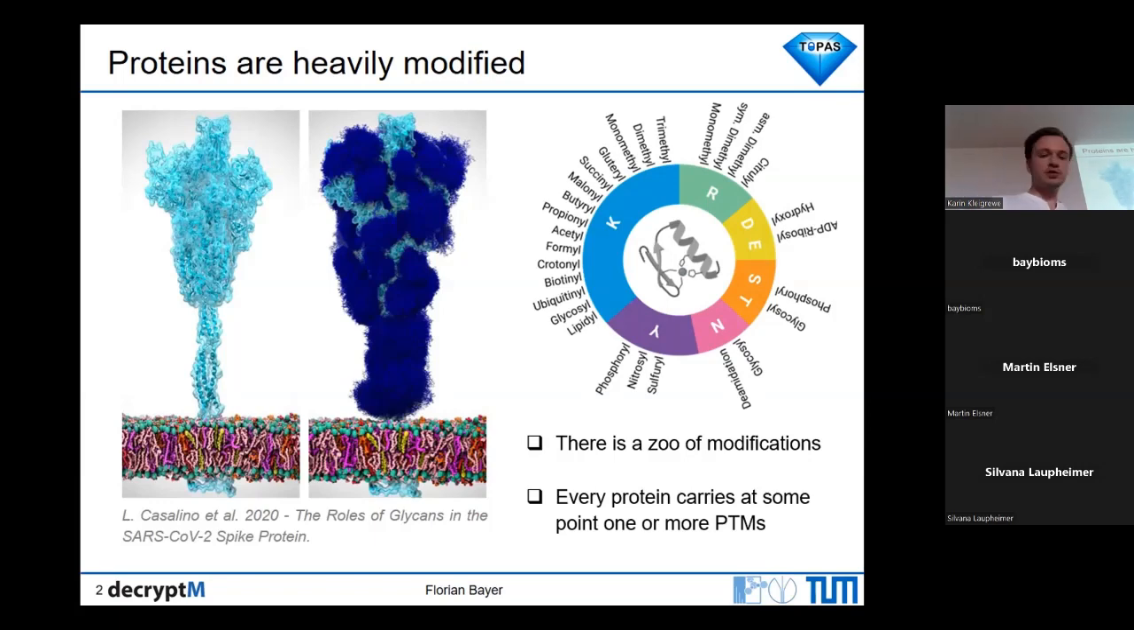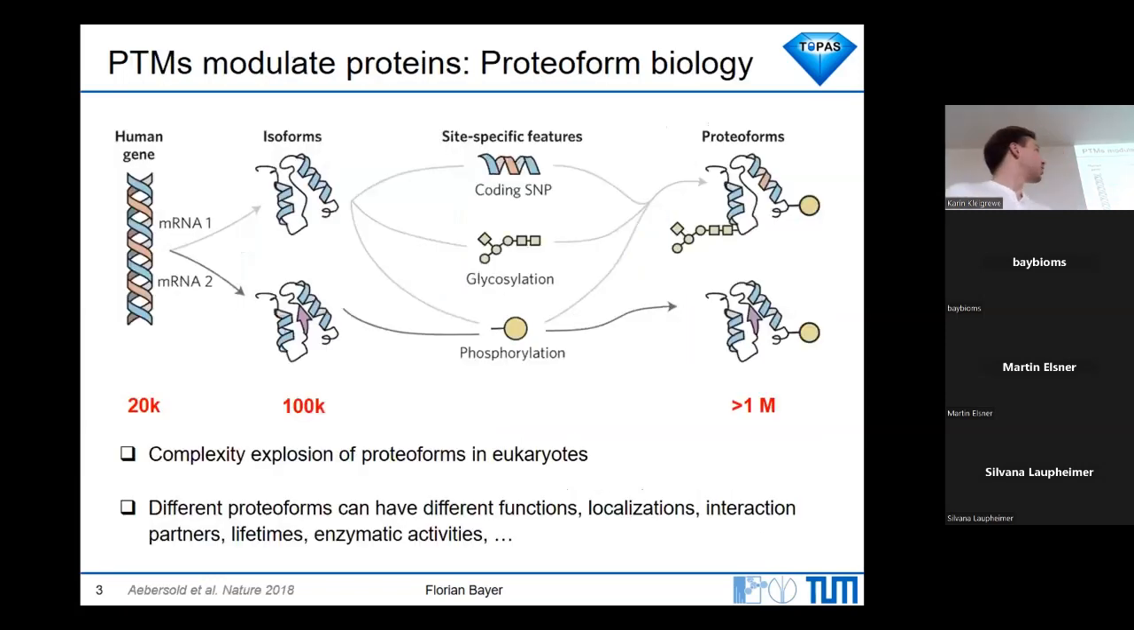What is also true is that if we look at the entire proteome, every protein basically carries post-translational modifications. So it's not some weird, esoteric thing; it's what's always there. And this is what really shapes the function of proteins. This is also, in the general view, why proteoforms are so important.